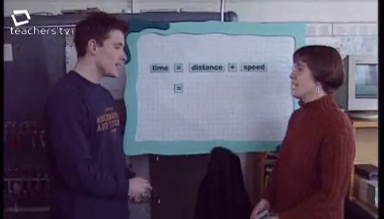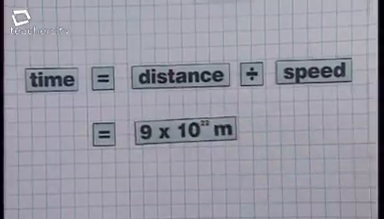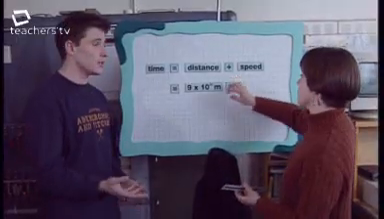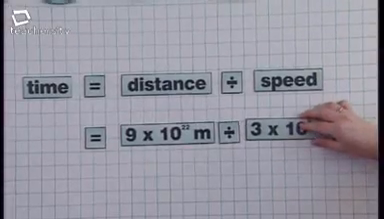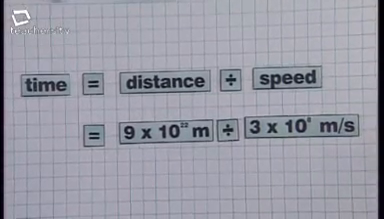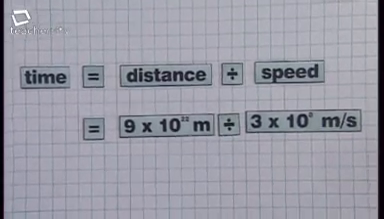Karen, how far away is your galaxy? It's 9 times 10 to the power of 22 metres. Great. And that's divided by speed, which is the speed of light, which equals... It's 3 times 10 to the power of 8 metres per second. Fantastic. So that means that the time equals 9 times 10 to the power of 22 divided by 3 times 10 to the power of 8.